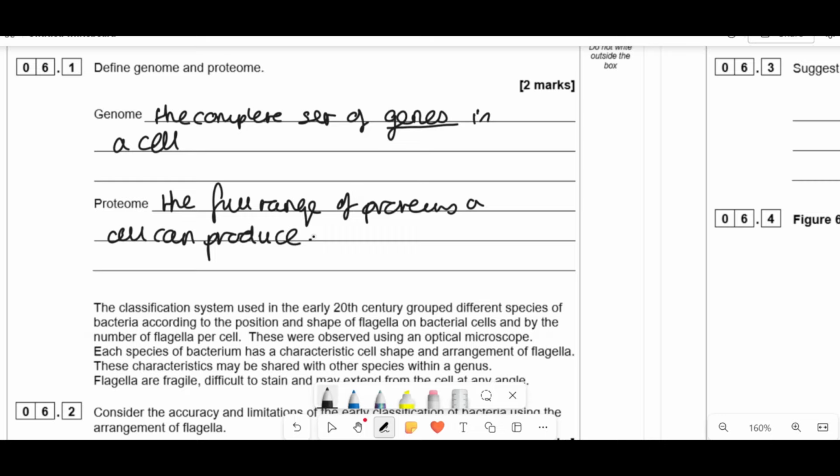And here as well, some people were saying range of proteins that a species or population can produce. No, what are you doing? No.